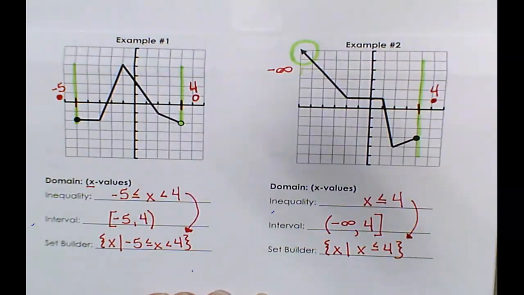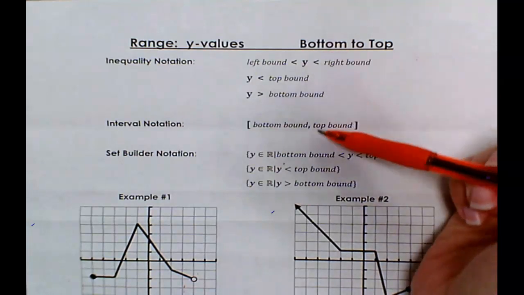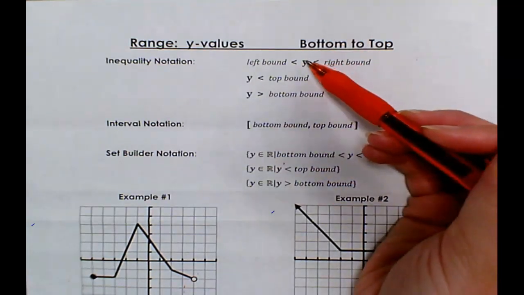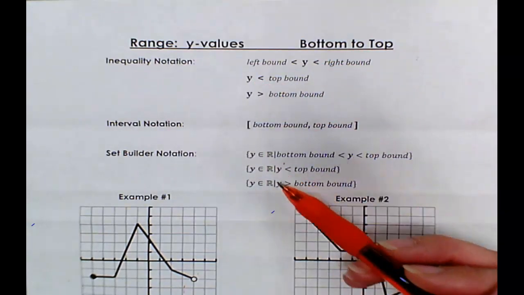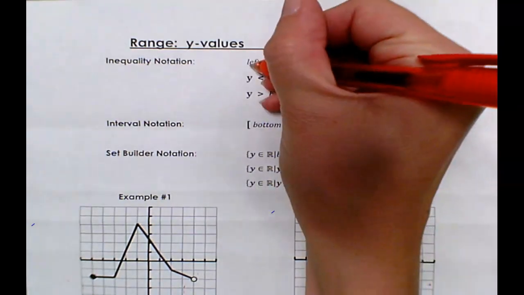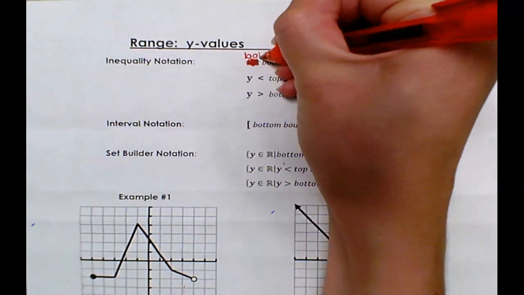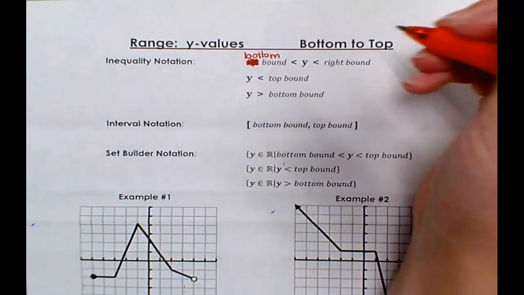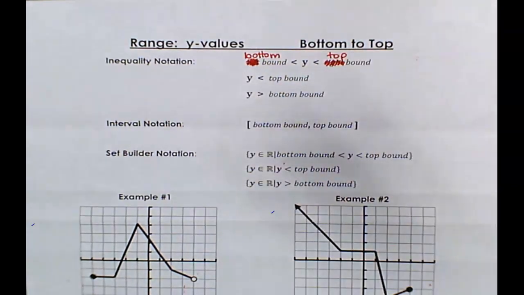So let me go ahead and change to my range paper. Okay, for range, notice how everything here is exactly the same except for all of these things that used to be x's are now y's. And all of the places that said left bound and right bound, actually I forgot to change this one. I'm so sorry. Make sure that you change this. This left bound should be the bottom bound, and the right bound should be the top bound. I guess I forgot to change that one.